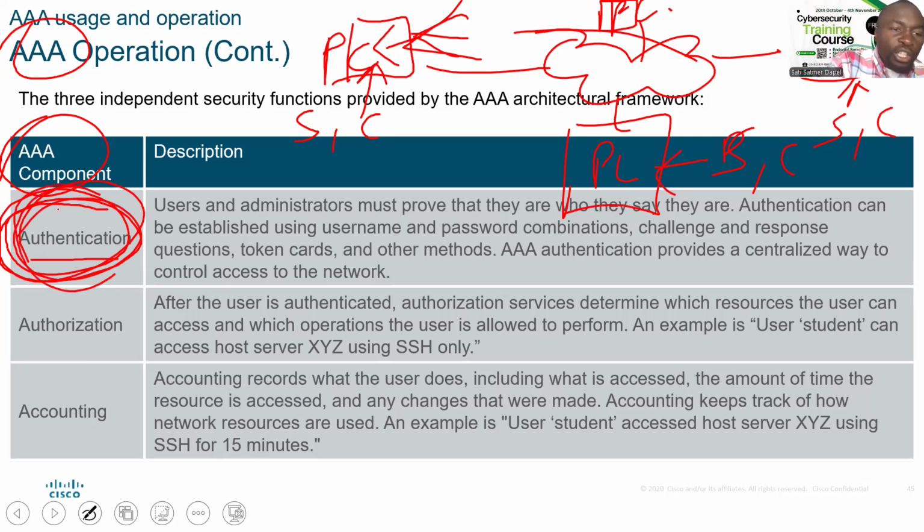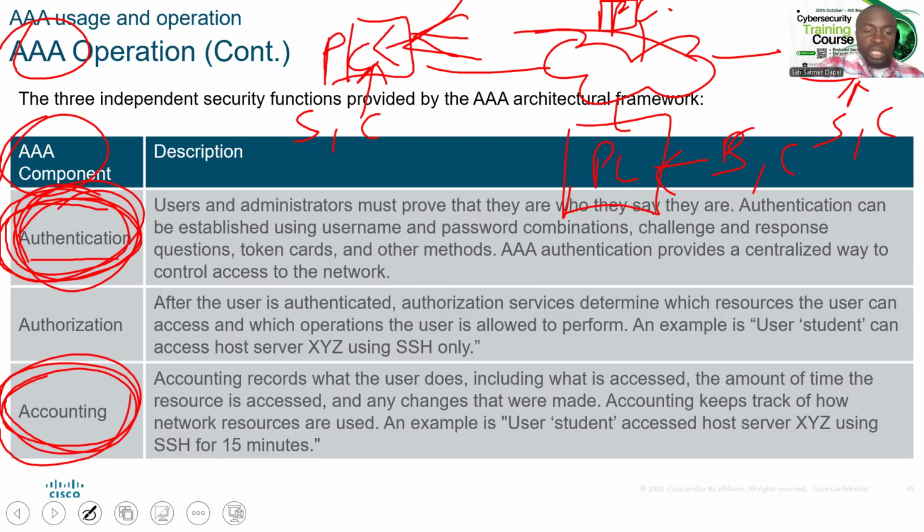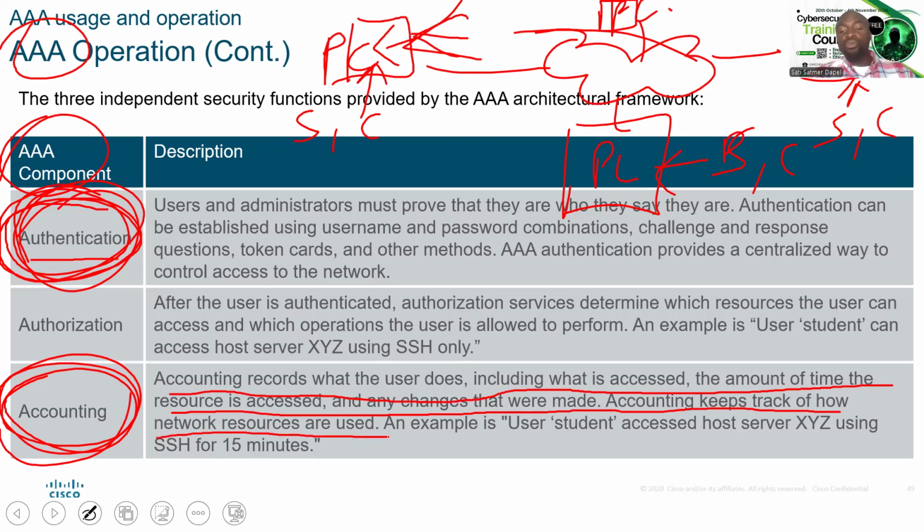So when we saw the user, we decided to track, or backtrack, the traffic of that particular user. And how did we backtrack it? We used accounting, the accounting model. The accounting model says what? It records what the user does, including what is accessed, the amount of time, resources accessed, and any changes that were made. It keeps track of how network resources are used. That is what the accounting does.